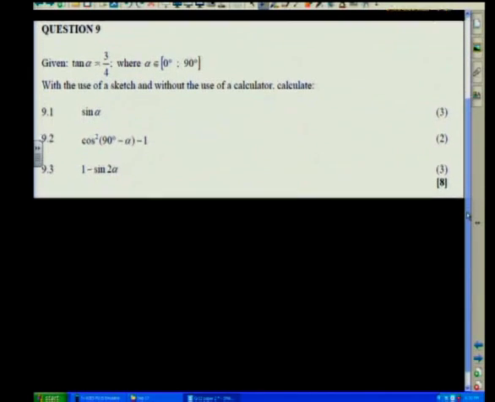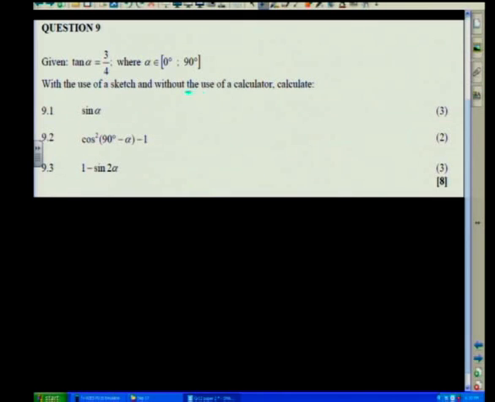So they say without using a calculator, that's very important. That means you cannot solve for alpha and then put answers for alpha in here. You won't get any marks for that, none at all. No calculators allowed here to work out angles and that kind of thing.